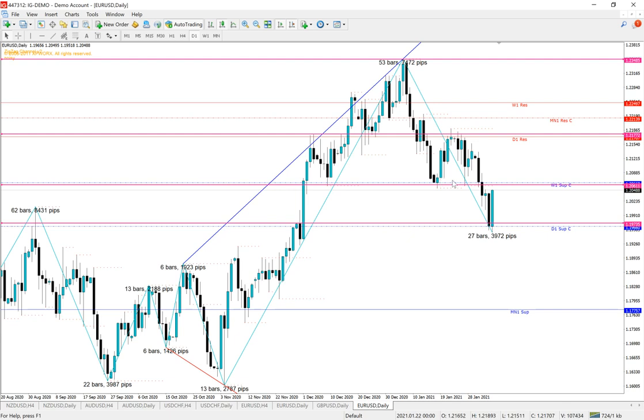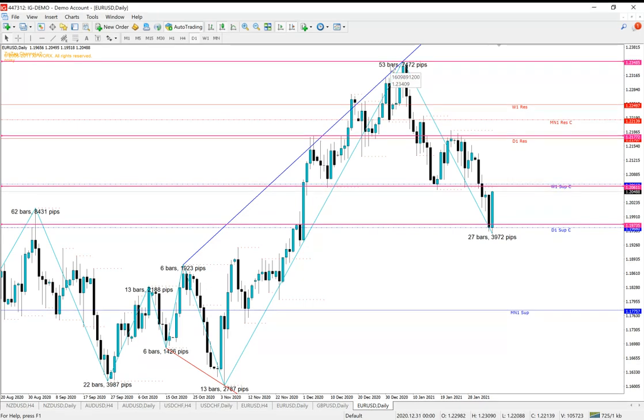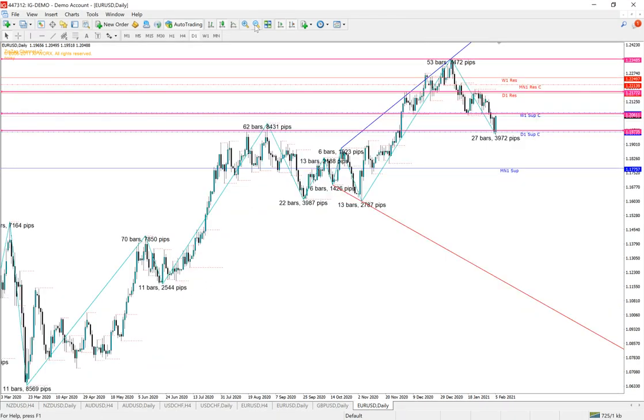Now, things to look at are, what is the overall trend? Now, as you can see here, the trend has been long, okay? If we zoom out, it's been long since back in March of 2020, okay? And as you see, when you zoom out, you can see these consolidation periods a lot easier, okay?